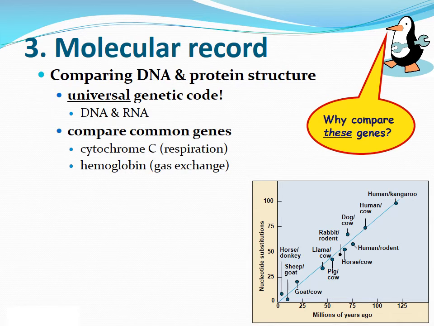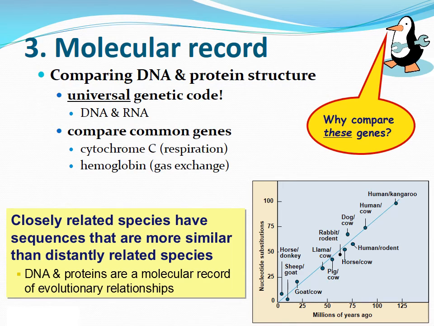You will not need to know cytochrome C or hemoglobin, just examples of common genes that all organisms on this planet need some version of. Cytochrome C is used in cellular respiration. We all need to create ATP, so there's some version of that in all living organisms. Same thing with hemoglobin and gas exchange. That carries the oxygen in our blood, so that's kind of important for most animals on this planet to have some kind of molecule that carries oxygen around their body.